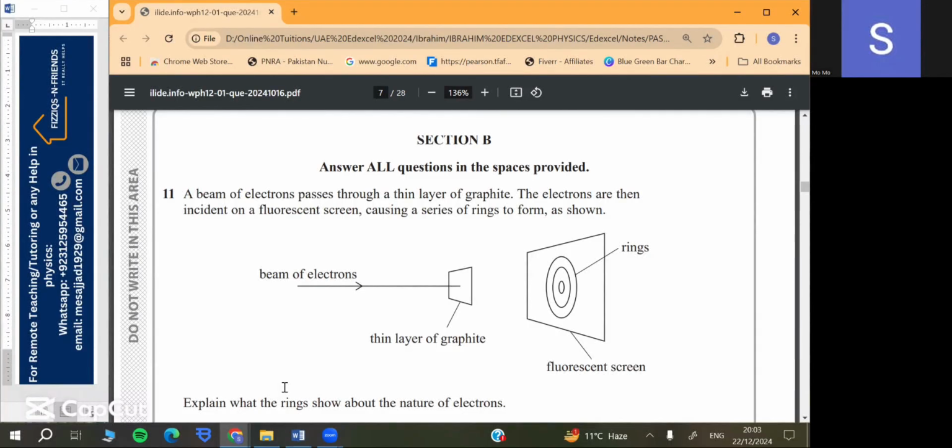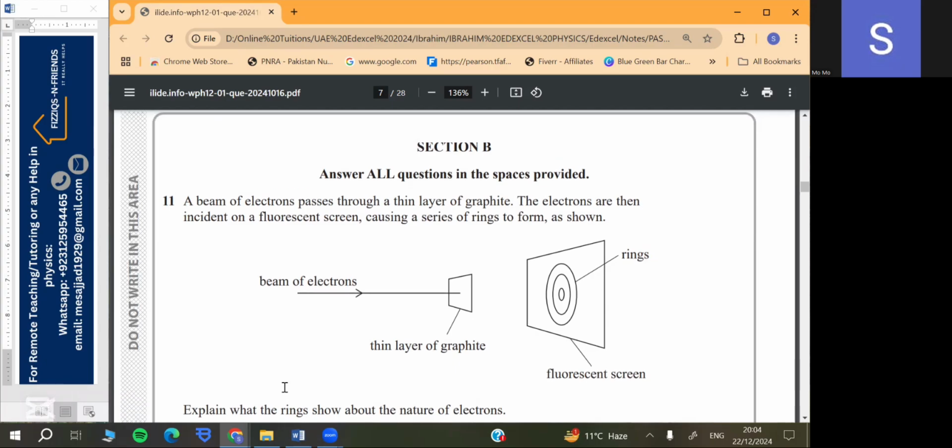Hello and welcome to another walkthrough video of IAL Edexcel AS Level Physics Paper 2, Unit 2, WPH12/01, October 2024. Section 1 we have already done in the previous video, in which we have done the MCQs from 1 to 10. Today we will do the subjective part, which has questions from 11 to 19.